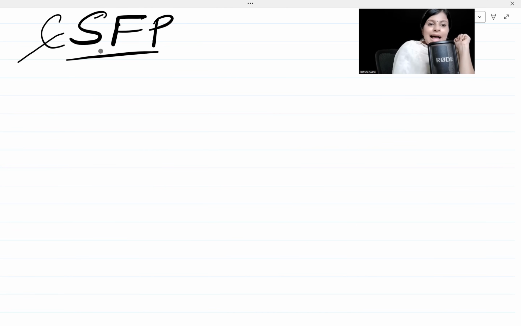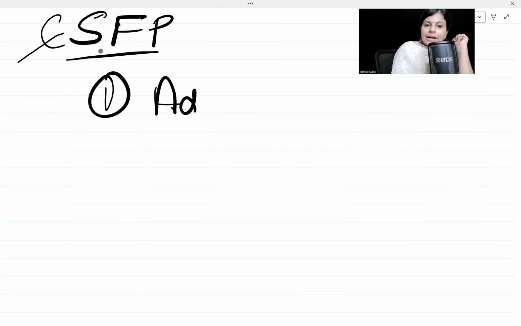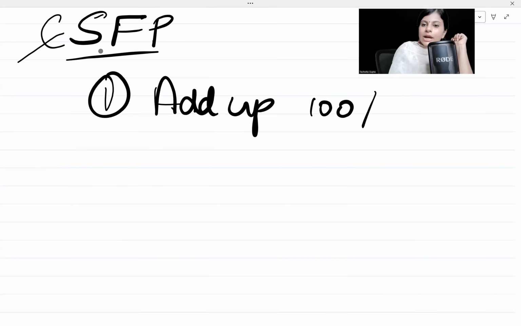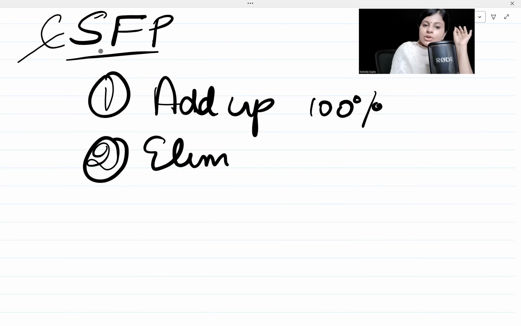Then the consolidated statement of balance sheet. How do I prepare it? I'm going to add up everything, as if I own everything. So I will add the assets and liabilities of the parent and subsidiary at 100%. Then I am going to eliminate intra-group transactions.